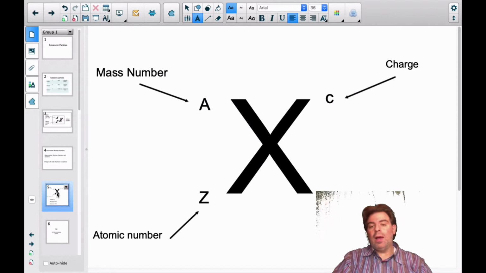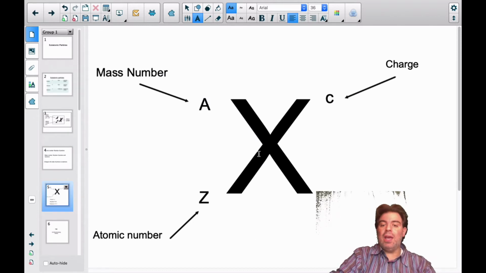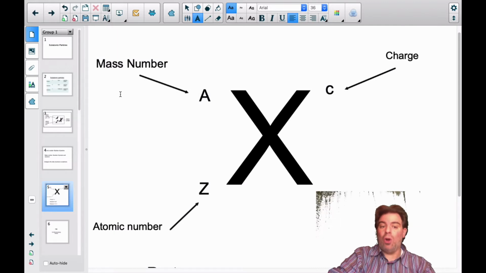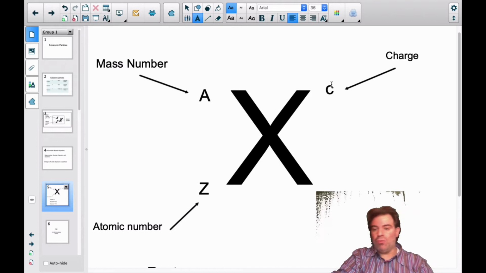So, how are we going to see this? We're going to see element X, and it could be anything. We have basically three numbers: one in the lower left, one in the upper left, and one in the upper right. Lower left is called the atomic number, which is simply the number of protons. Upper left is the mass number, the number of protons and neutrons present inside the nucleus. And charge, in the upper right, is the ratio of protons to electrons.